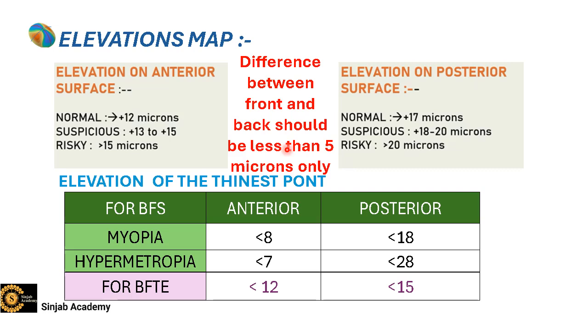However, for the elevation over the thinnest point, if the patient is myopic, the anterior surface should not exceed 8 microns, and the posterior surface should not exceed 18 microns. In hypermetropic patients, the anterior surface should not exceed 7 microns, and the posterior surface should not exceed 28 microns. This is for the best fit sphere. If you use the best fit toric ellipsoid, the elevation over the anterior should not exceed 12, and the posterior should not exceed 15 microns.